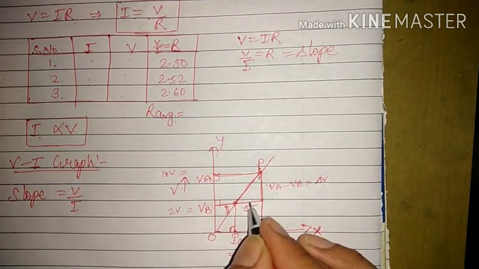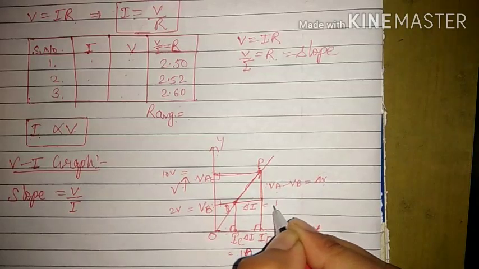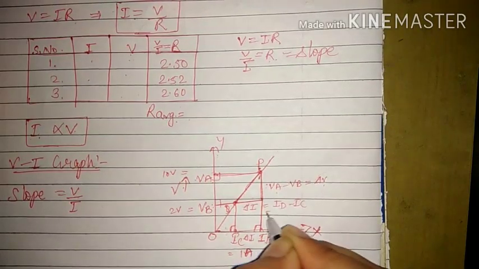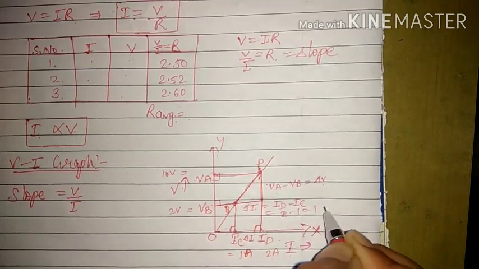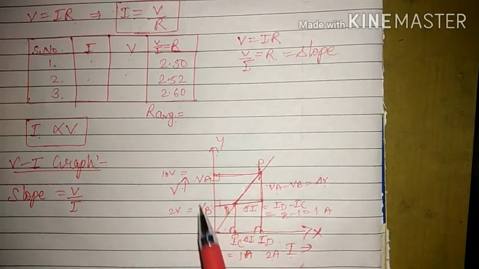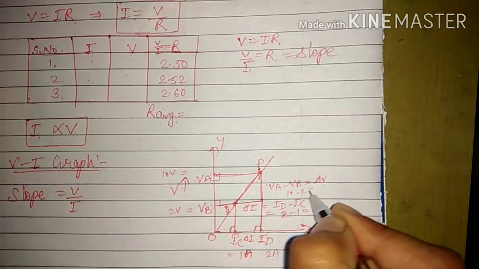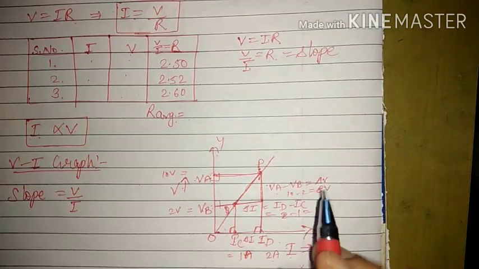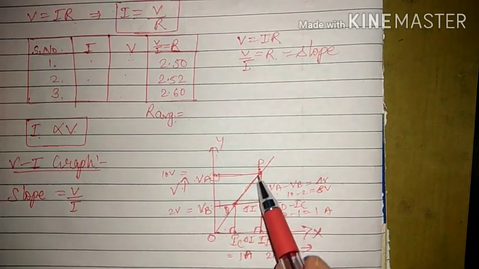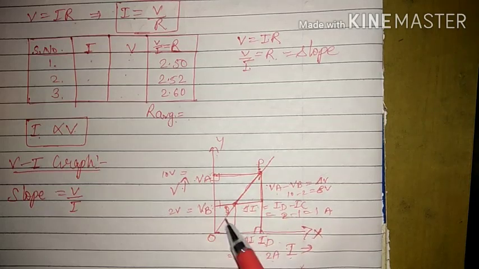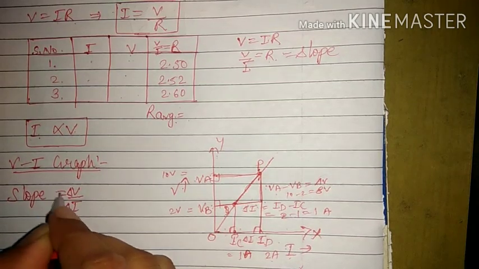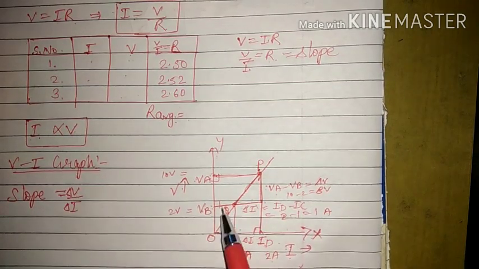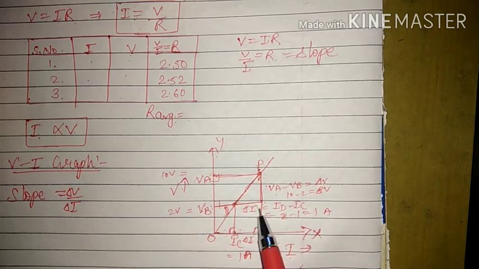These both will be equal, and that will obviously be ID minus IC. That means if it is 2, it is 1, then it will be 2 minus 1 is equal to 1 ampere. And it will be 10 minus 2 is equal to 8 volt. This is the difference in the potential, and this is the difference in the current, and that is the slope, that is del V upon del I.